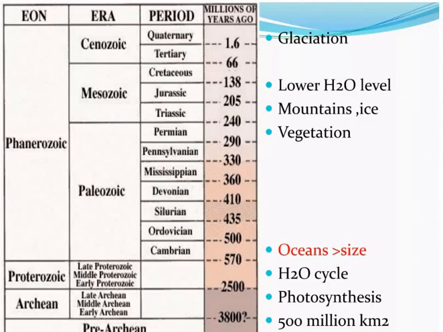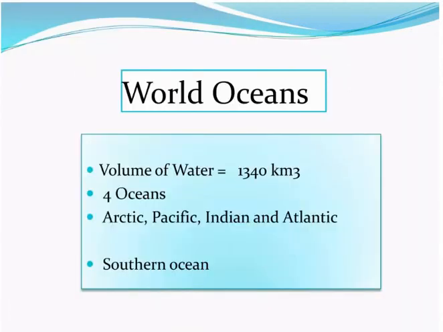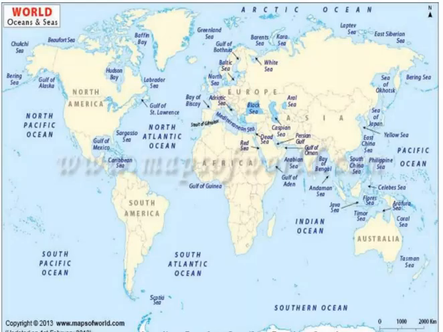You can see the glaciation, lower water level, mountain ice, vegetation, ocean greater size, water cycle, photosynthesis, 500 million kilometers. So this is the pictorial diagram, period, quaternary, tertiary, and like this. So world ocean, volume of water. The four oceans are Pacific, Indian, Atlantic and Southern Ocean. So this is the world ocean and seas graph.